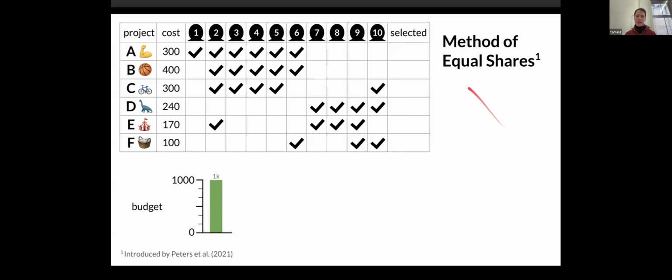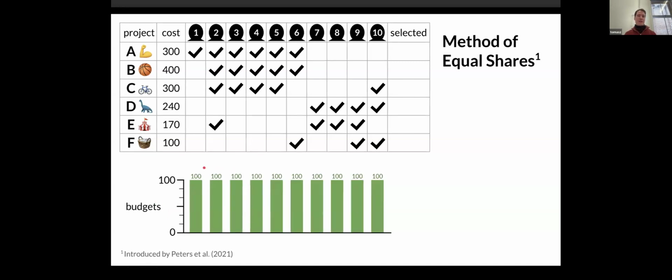One of the main changes between this rule and the previous one is that instead of just having one central budget for everyone, we now split this budget into equal parts between the voters. So each voter has this 100. We don't really give them money. We just put the variable in our algorithm.